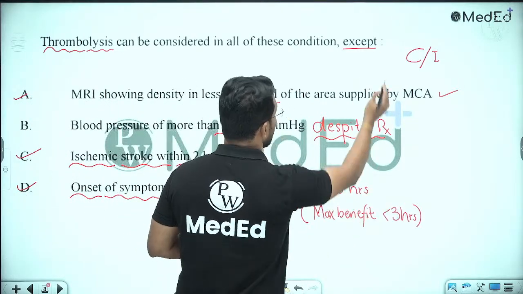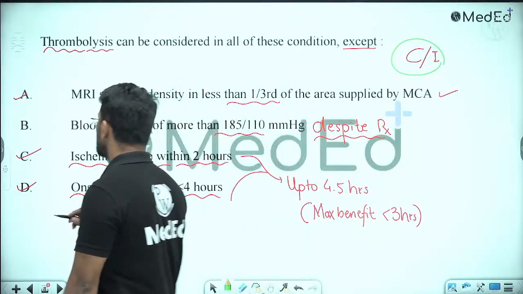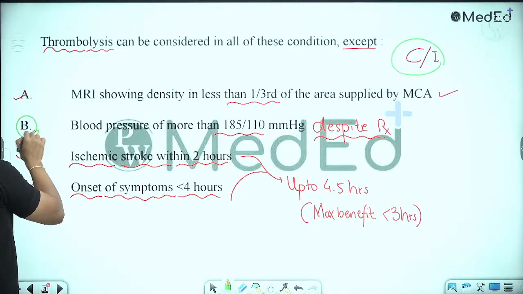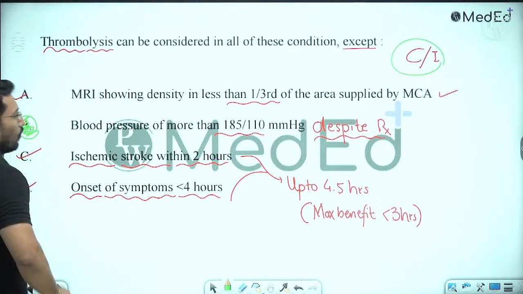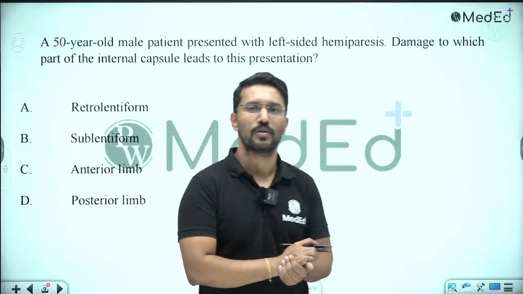And when they said except, basically they ask us to identify a contraindication for thrombolysis, and that contraindication for thrombolysis would be in option B, right? Option B would be the answer to go for there. Okay, so guys, let's move to the next question.